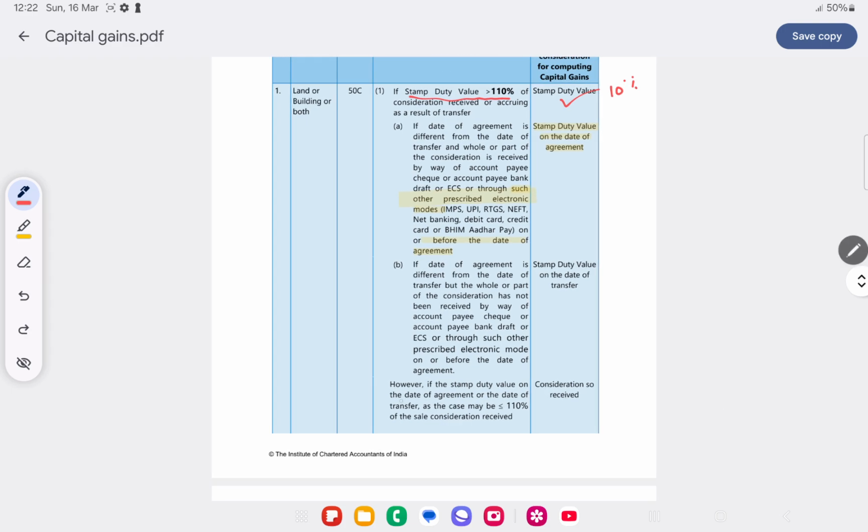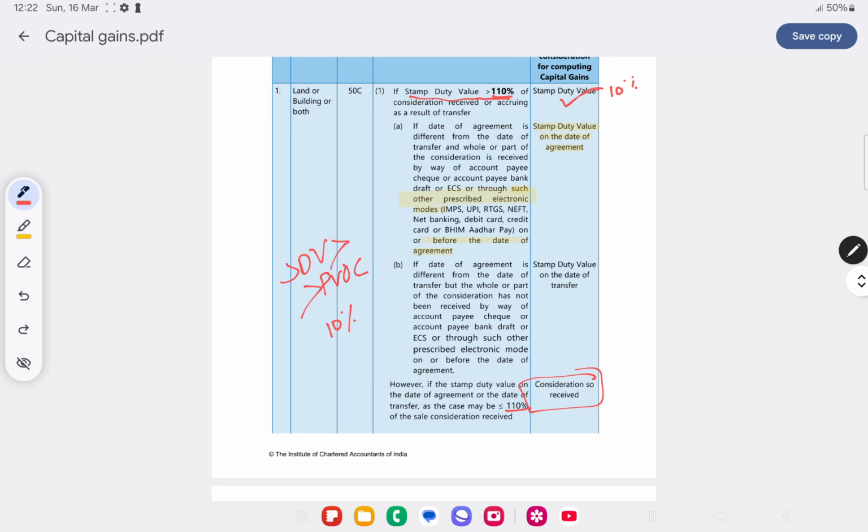However, see, in both the cases, it should be more than 100. If the stamp duty value is greater than the full value of consideration, but it is more than 110% of consideration, we'll take the stamp duty value. If it is less than 110% of consideration, we can take the consideration received itself. So 10% fluctuation is allowed if stamp duty value is more than full value of consideration.